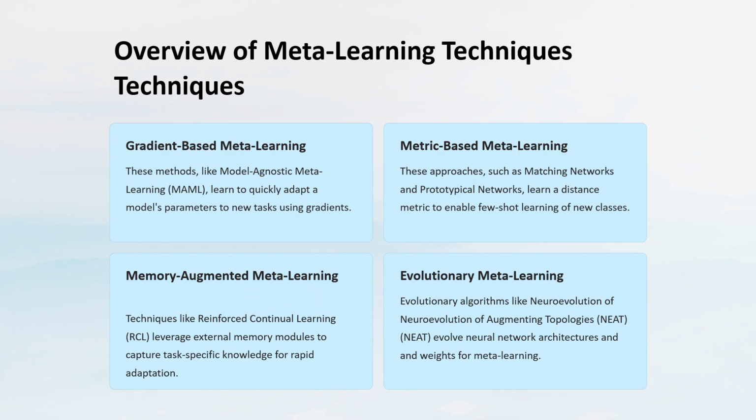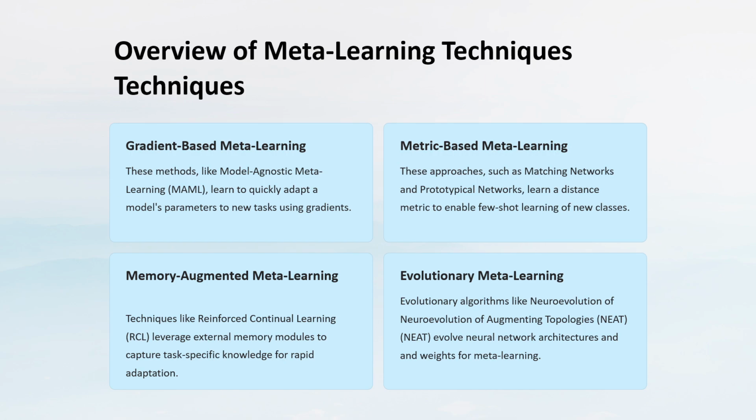Next, overview of meta learning techniques. There are four types of techniques: gradient based meta learning, metric based meta learning, memory augmented meta learning, and evolutionary meta learning. Let's see them one by one. Gradient based meta learning: these methods, like model agnostic meta learning, learn to quickly adapt a model's parameters to new tasks using gradients. These are basically used to adapt to new technology and to detect new cyber threats using gradients.